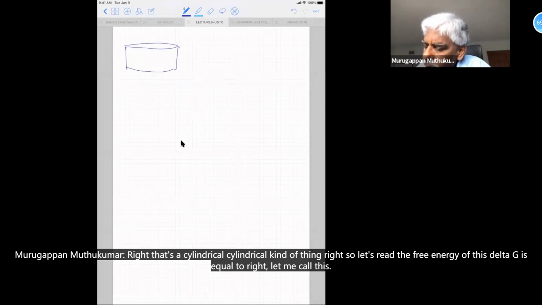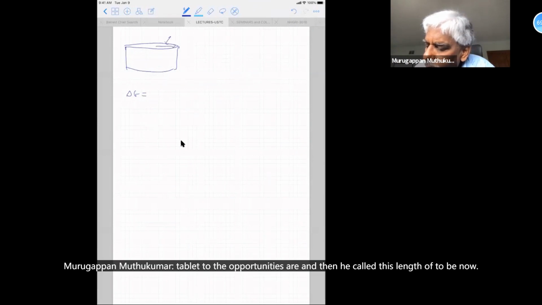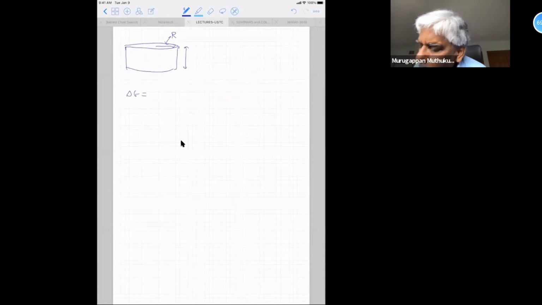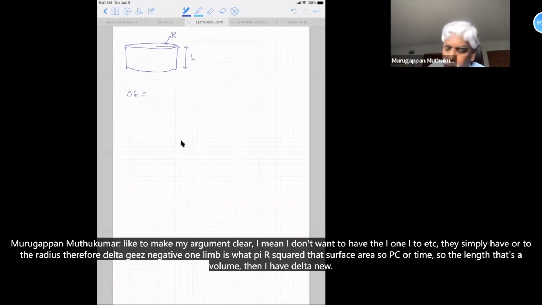So let's write the free energy of this. Delta G is equal to... Let me call this tablet to be of radius R, and let me call this length to be L. Instead of taking a square tablet, I'm taking a cylindrical or disc-like tablet. You could do the same calculation for the top being square or a rectangle. To make my argument clear, I don't want to have L1, L2, etc. I simply have R to be radius. Therefore, delta G is negative. Volume is pi R squared, that's surface area times the length, that's the volume.